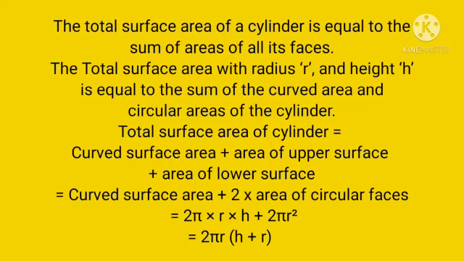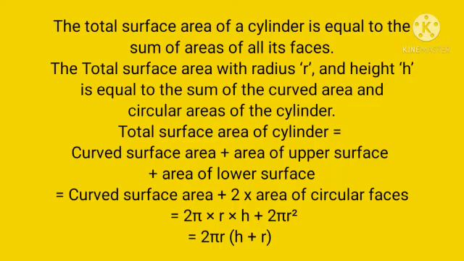Total surface area of cylinder. The total surface area of cylinder is equal to the sum of all its faces. The total surface area with radius r and height h is equal to the sum of curved area and circular area of cylinder. Total surface area of a cylinder is equal to curved surface area plus area of upper surface plus area of lower surface.